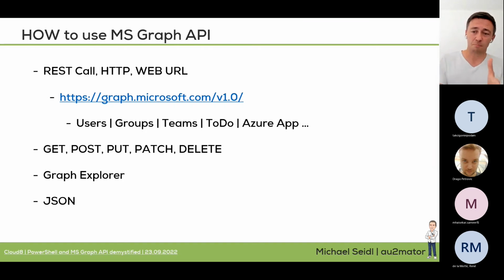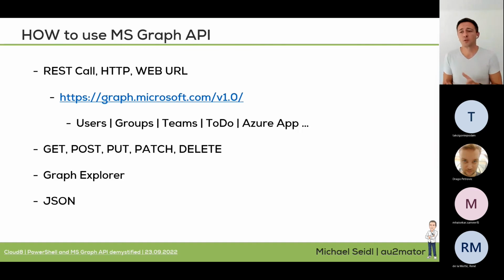But then, that's the base URL, graph.microsoft.com/v1.0, and then you decide what entity or what service you want to call. So do you want to do something with users, with groups, with teams, with Azure Apps, Endpoint Manager, whatever, then the URL will change a little bit, but let's see that a little bit later.